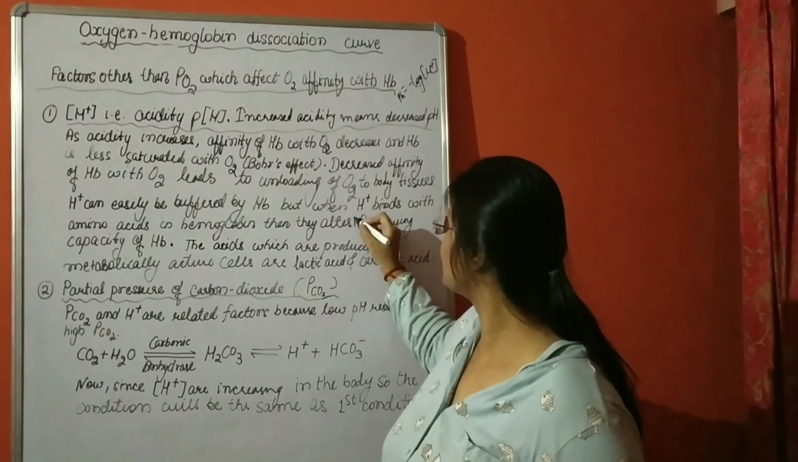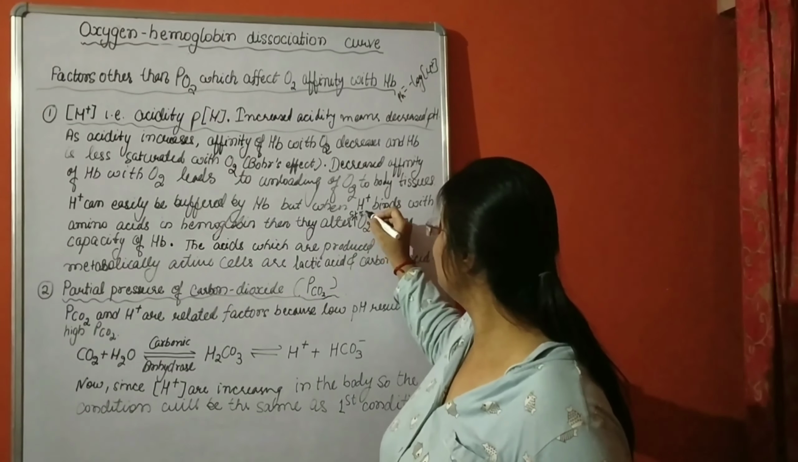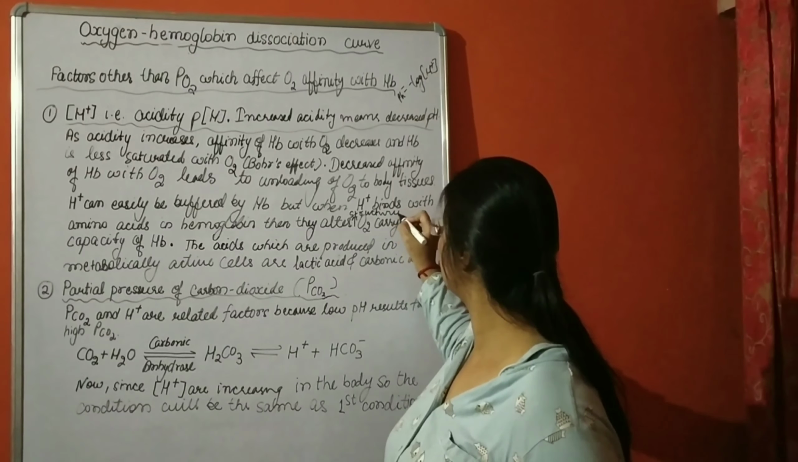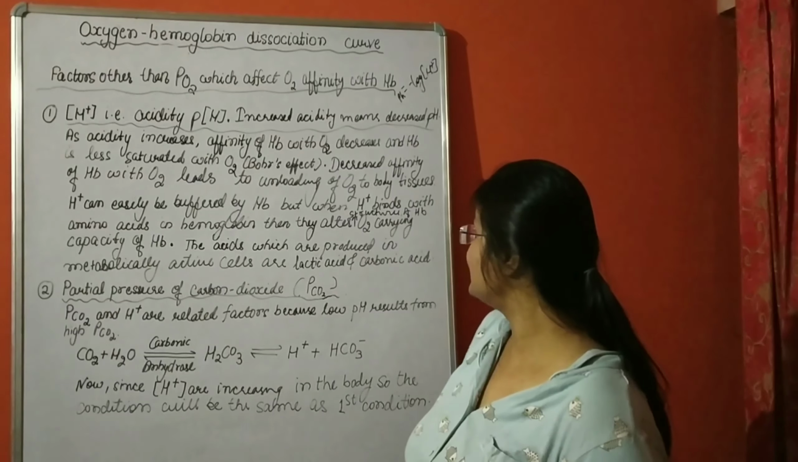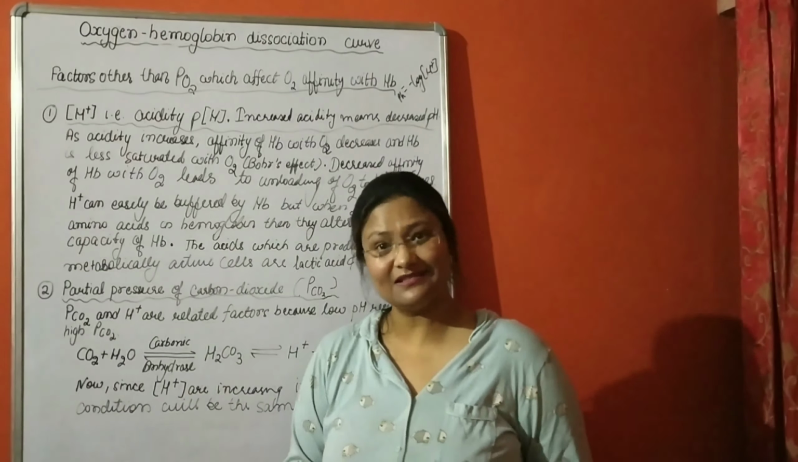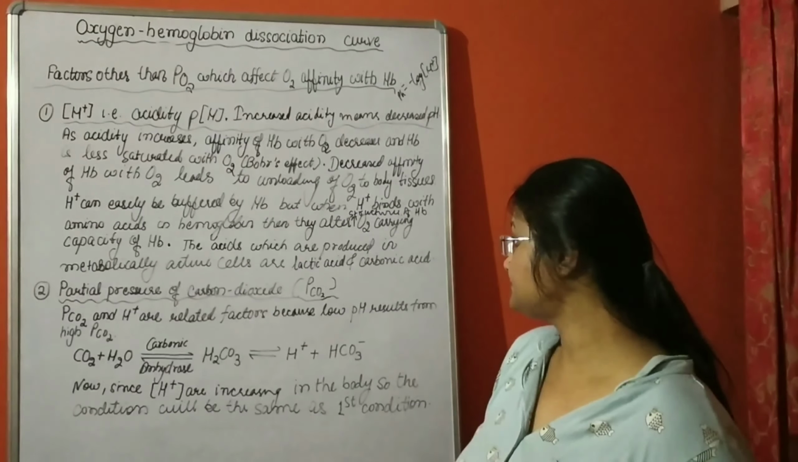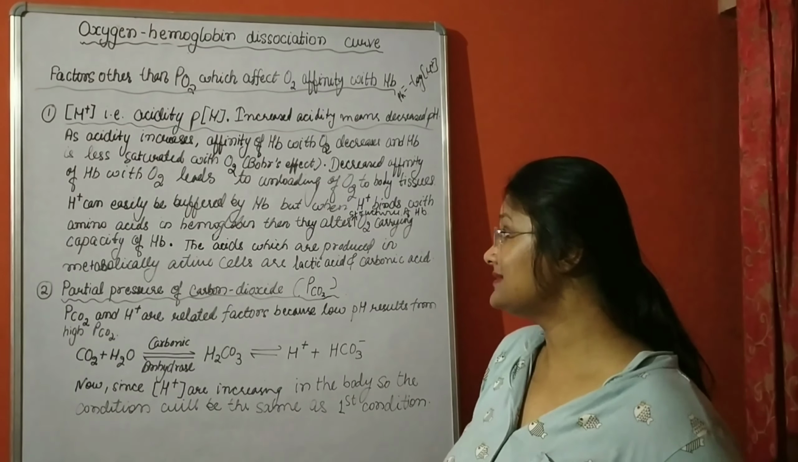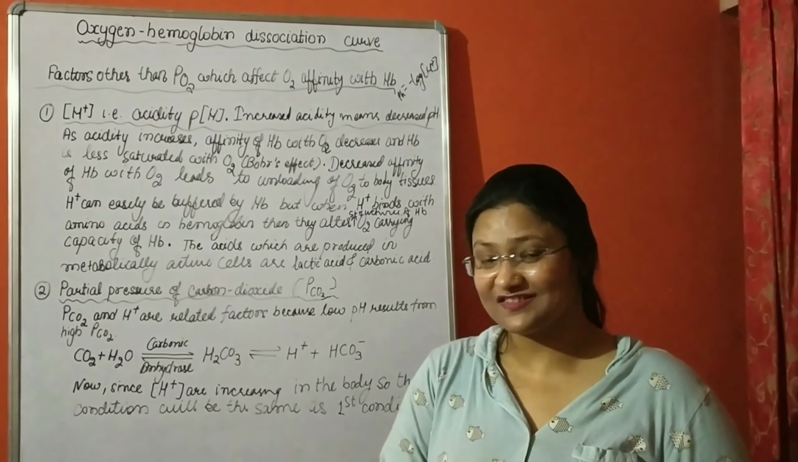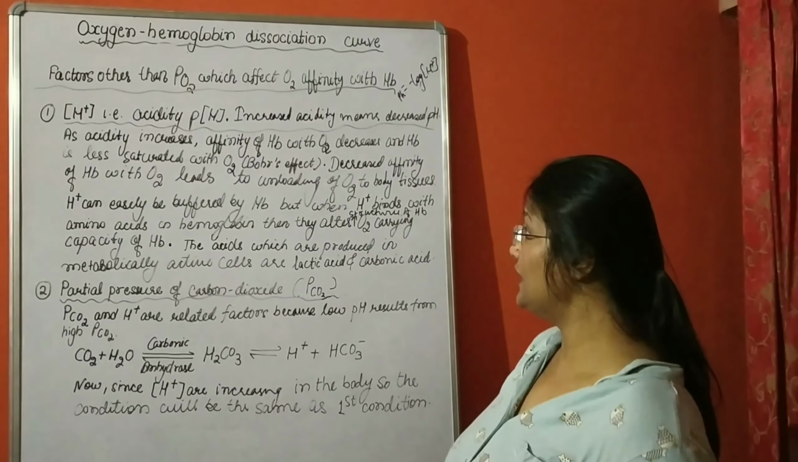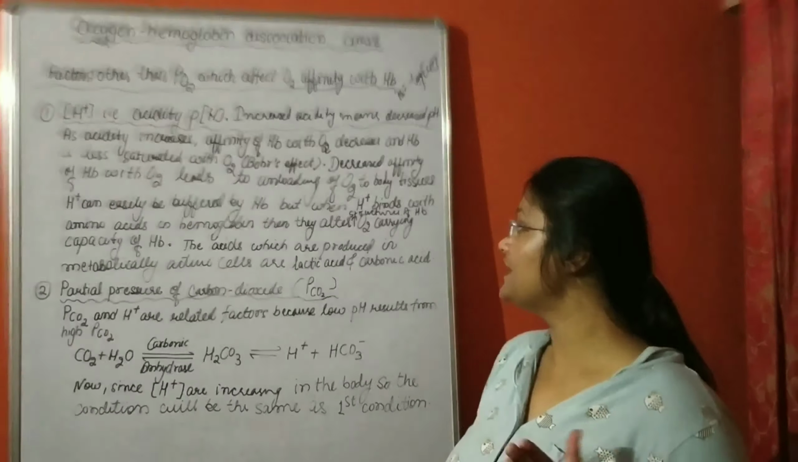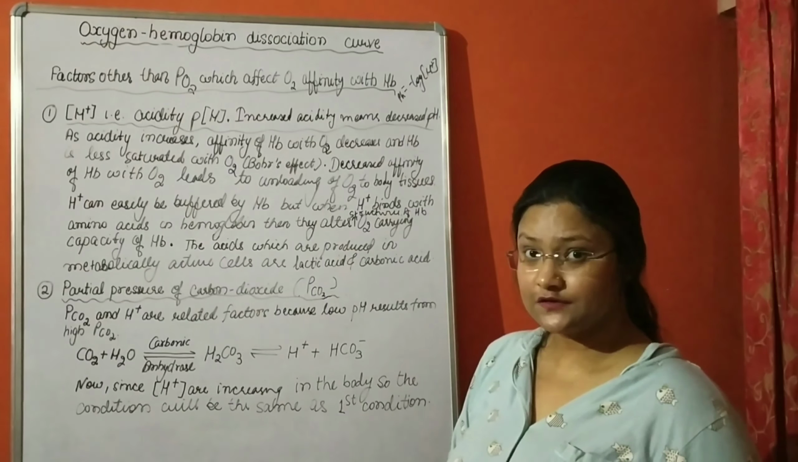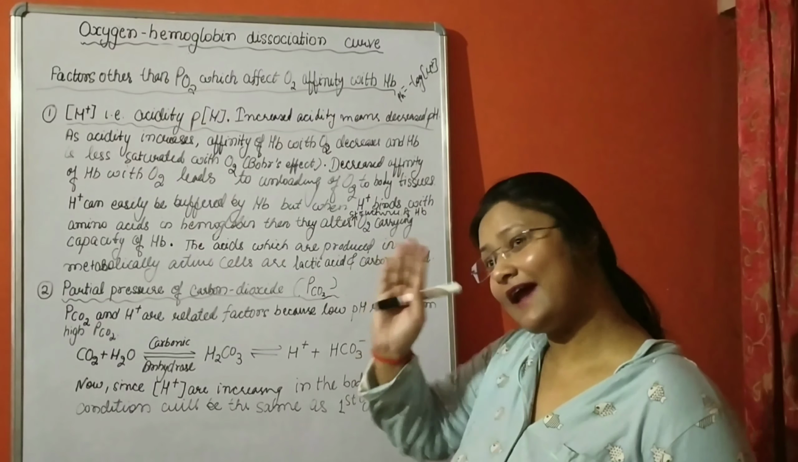They alter the structure of hemoglobin in such a way that the oxygen carrying capacity of hemoglobin is decreased. So that's how an increase in H plus ion concentration in the body will cause a decrease in the affinity of hemoglobin with oxygen. So the curve will shift rightward.